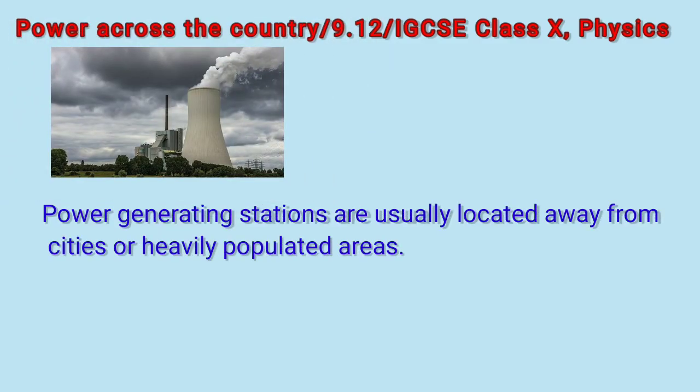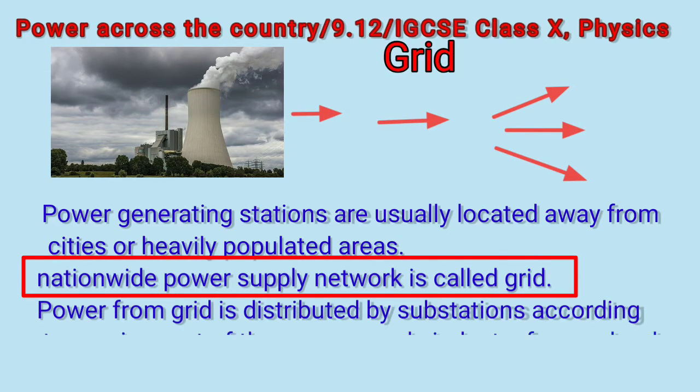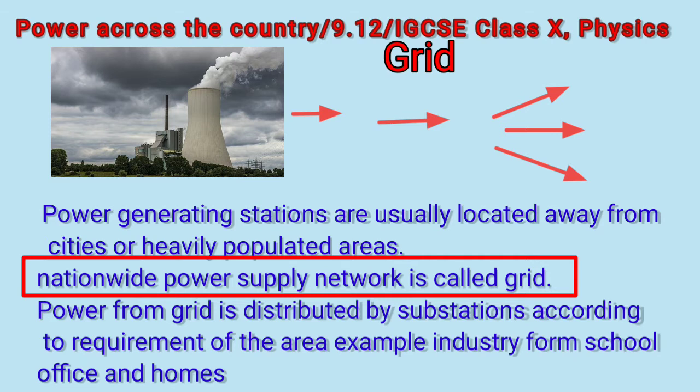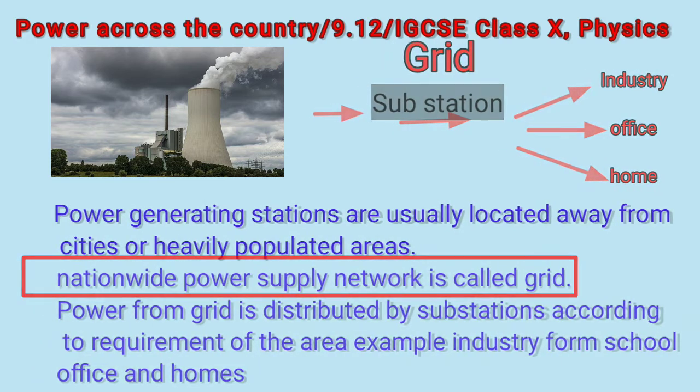Power generating stations are usually located away from cities or heavily populated areas. The nationwide supply network is called the grid. Power from the grid is distributed by substations according to the requirement of the area. For example, industries will require higher voltage, and schools, offices and homes will require comparatively less voltage.